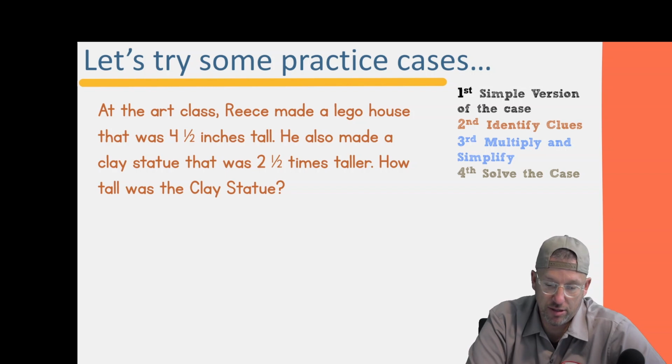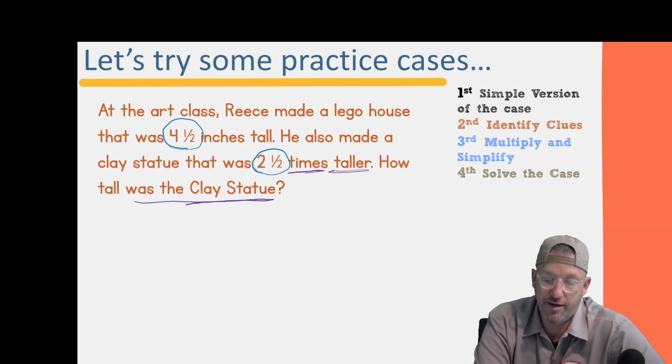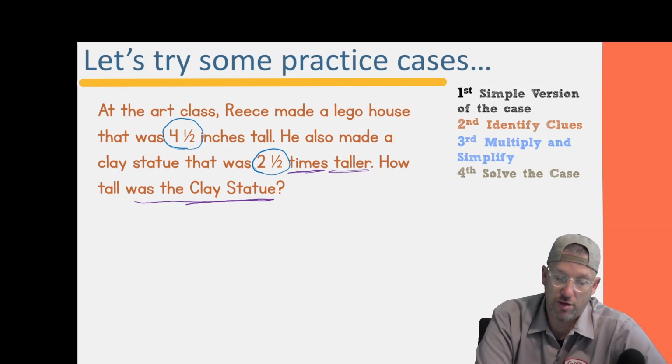Now let's start thinking about identifying clues. We can identify that here's a number 4.5 and here's 2.5. Now we're looking for buzzwords, and the buzzwords are really going to help us narrow down where we're going. At the art class, Reese made a Lego house that was 4.5 inches tall. He also made a clay statue that was 2.5 times taller. How tall was the clay statue? So we're trying to find out how tall this clay statue is, and we now know that it's 2.5 times taller. So let's draw a roadmap.